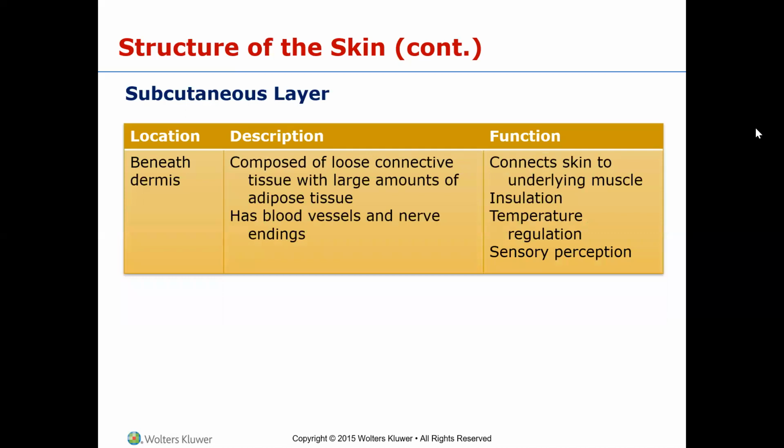Below the epidermis, or below the dermis, is the subcutaneous layer, and that is composed, as I said previously, of loose connective tissue, and it has a lot of fat cells, which are adipose tissues. It does have blood vessels and nerve endings, which run through that subcutaneous layer. It connects the skin to the underlying muscle. It's there for insulation and for temperature regulation as well, and for sensory perception.